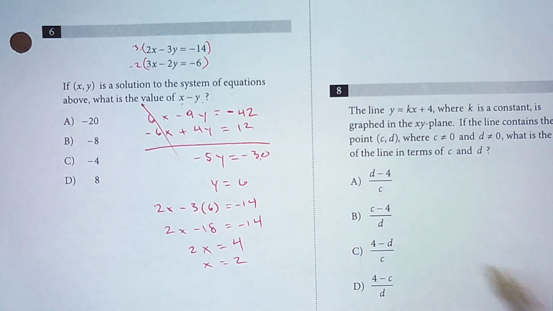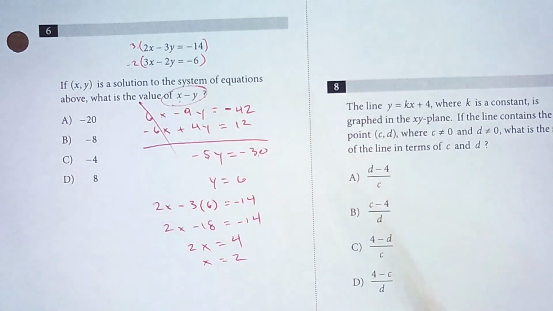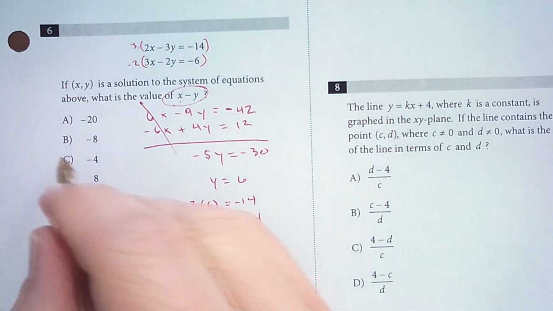So I've got y is 6 and x is 2. The question is, what is x minus y? So x minus y is 2 minus 6. And that is negative 4, option C.